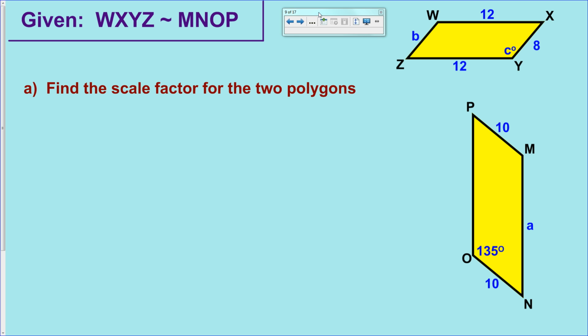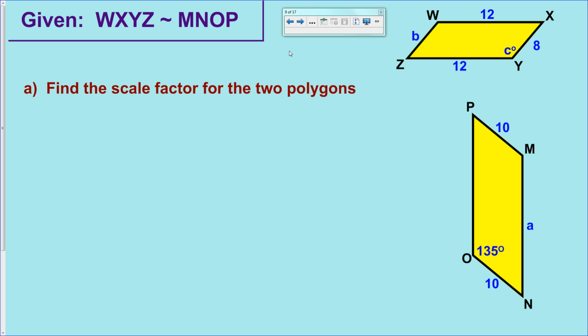So the only given information that we have here is that this quadrilateral WXYZ is similar to MNOP. Now you see that they rotated things to try to confuse you and all that, but we have to come up with a scale factor for these two polygons.